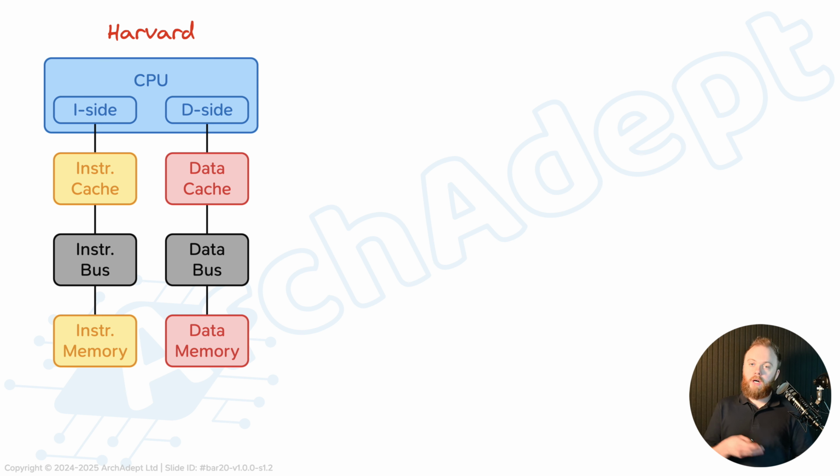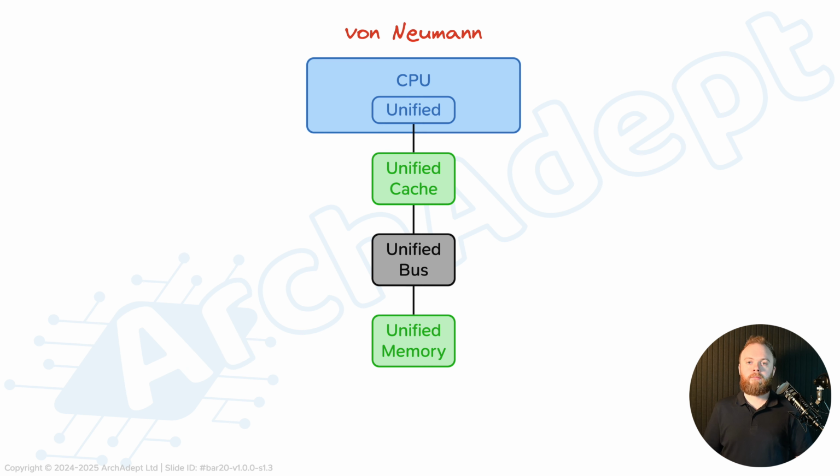Now, on the Harvard side, we call the interface to instruction memory the I side, and we call the interface to data memory the D side. So the I side interface is responsible for fetching instructions and for performing instruction cache maintenance operations. In contrast, the D side interface is responsible for performing loads and stores to data memory and for performing data cache maintenance operations. Over on the von Neumann side, we have a single unified interface which does all of those things by itself. So it fetches instructions from memory, it performs regular loads and stores, and it performs unified cache maintenance operations.